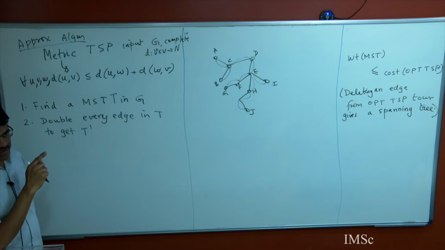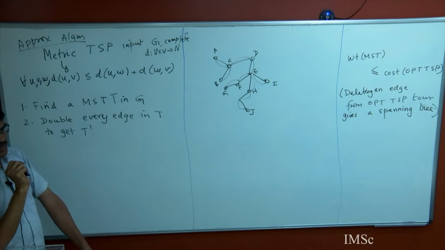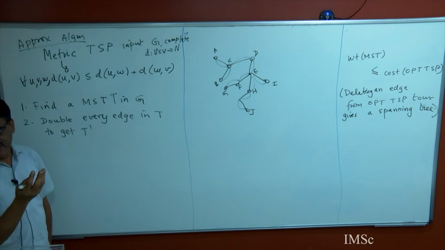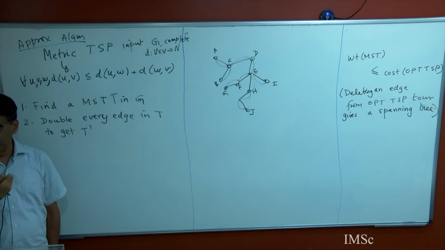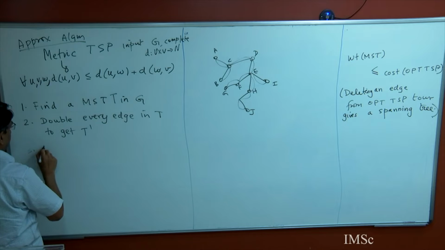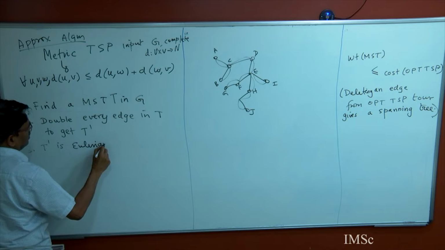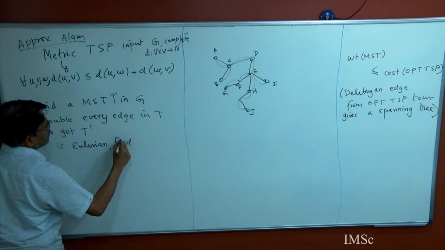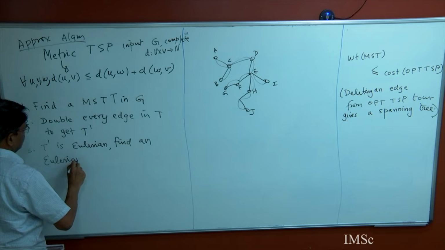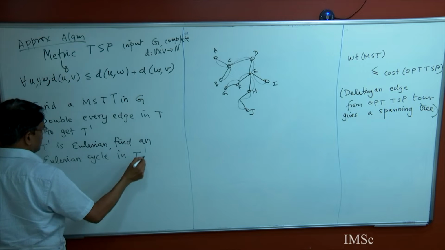Now what I have is a graph which is Eulerian. Why is it Eulerian? Every degree is even, because whatever the degrees were, I doubled them. So T prime is Eulerian. So find an Eulerian cycle in T prime, which we know we can find very fast, in linear time.